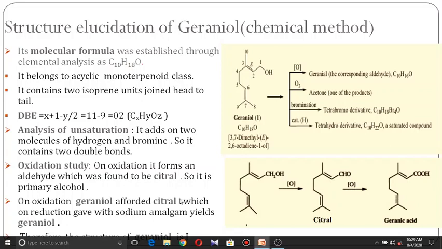Now let us come to the nature of the oxygen atom in geraniol. It reacts with ferric ammonium nitrate and gives a red color. This means that an alcoholic group is present. Now we see whether this alcoholic group is secondary, primary or tertiary. On oxidation, geraniol yields an aldehyde known as citral. We have already studied the structure of citral. On further oxidation, citral yields geranic acid. On reduction with sodium amalgam, citral again yields geraniol. This means that the group present is a primary alcoholic group.